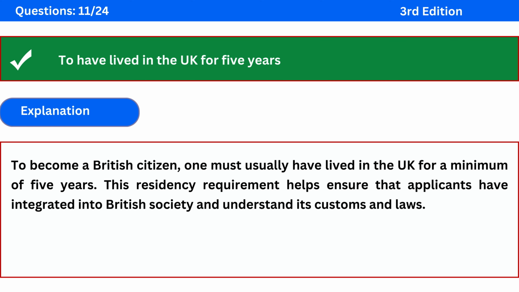The correct answer is to have lived in the UK for 5 years. Explanation: to become a British citizen, one must usually have lived in the UK for a minimum of 5 years. This residency requirement helps ensure that applicants have integrated into British society and understand its customs and laws.